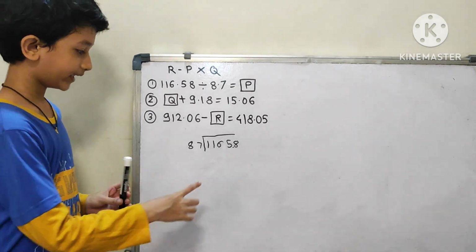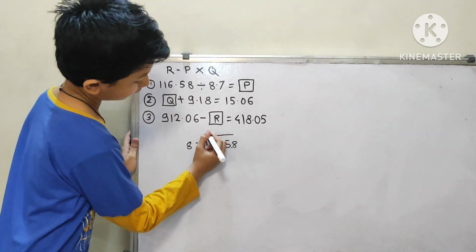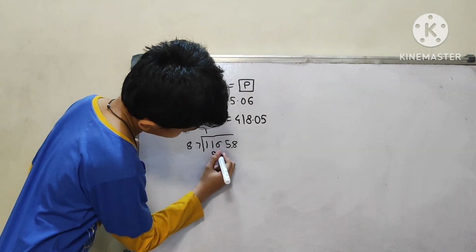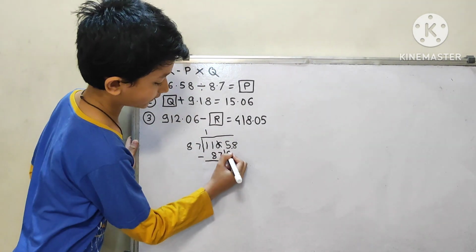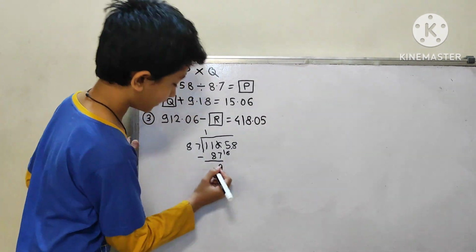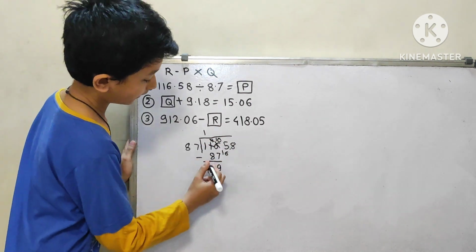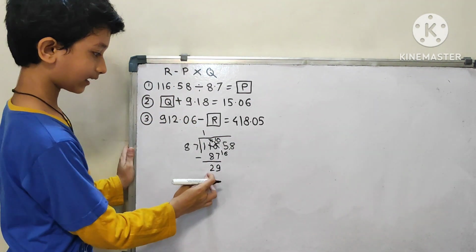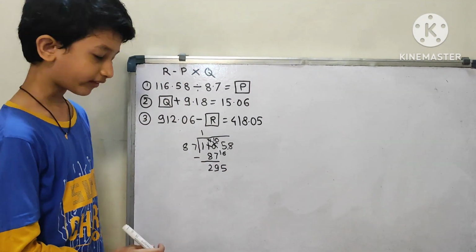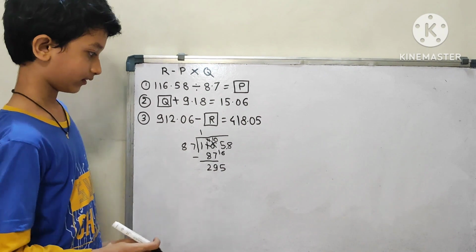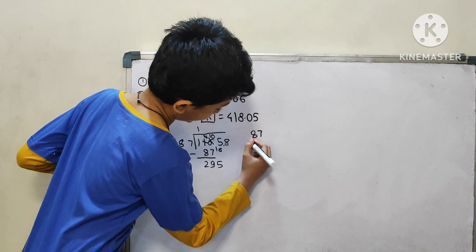So now it becomes 87 and now 116 here is. So we will do it by 1 and this 87. So subtract. Now 6 will become 16 and 16 minus 7 will be 9 and this 1 will become 11 and 11 will become 10 and 10 minus 8 is 2. Now 29 and this 5 will come down, so it becomes 295. So now we will try to get up with 3. So 87 into 3.